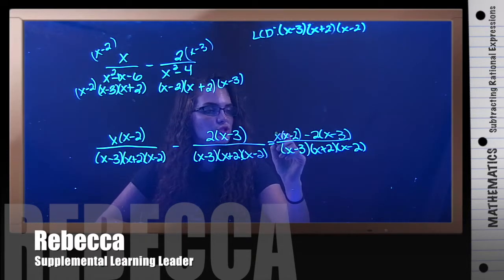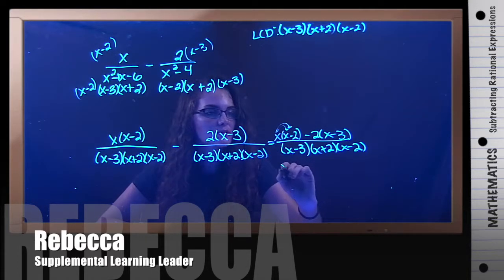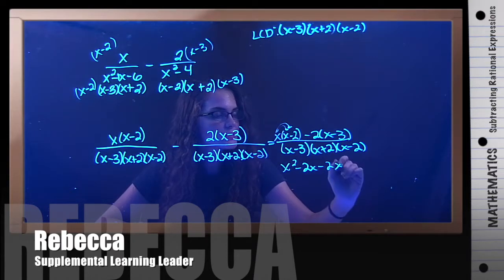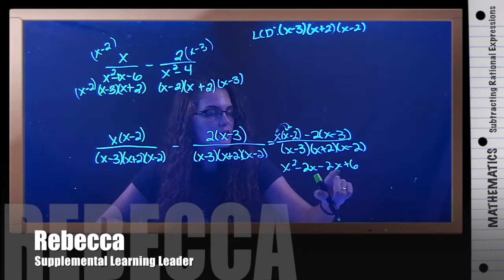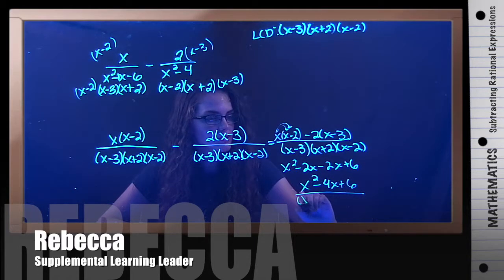So now I'm going to distribute both of these and combine like terms. X times x is x squared. X times negative 2 is negative 2x. Negative 2 times x is negative 2x. Negative 2 times negative 3 is positive 6. Now I'm going to combine these. So we have x squared minus 4x plus 6, and all of this is over this.